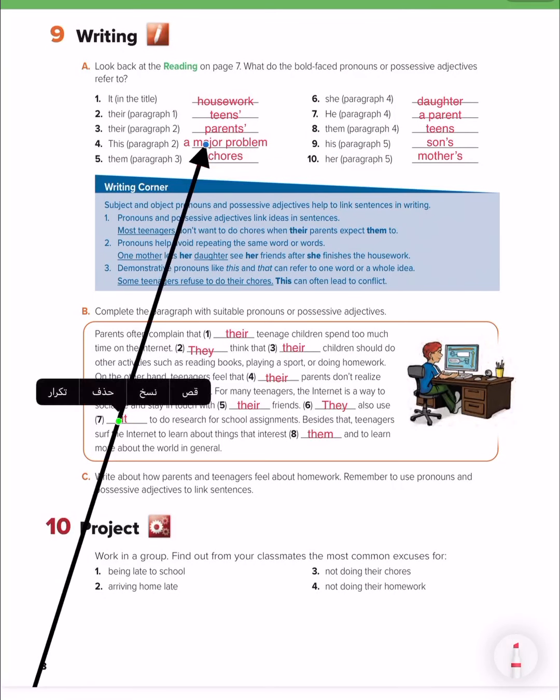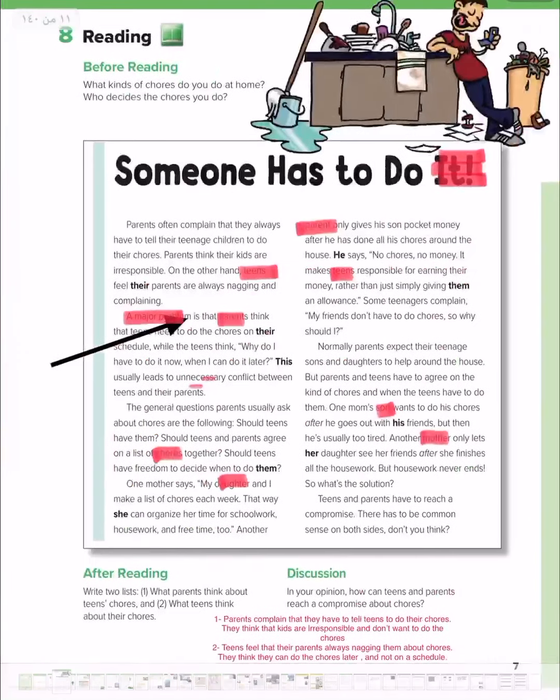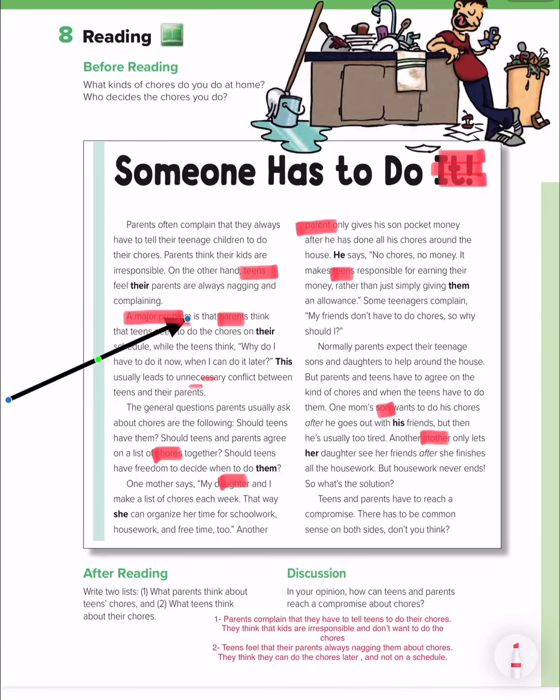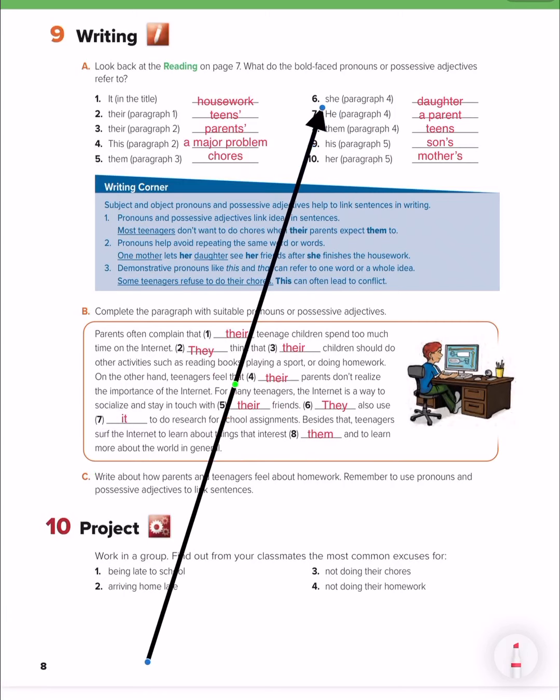Then, number 5, them in paragraph 3 refers to what? Them. Then, them in paragraph 3 refers to the chores, okay? On a list of chores together, should teens have a freedom to decide when to do them, okay? Them, like chores.